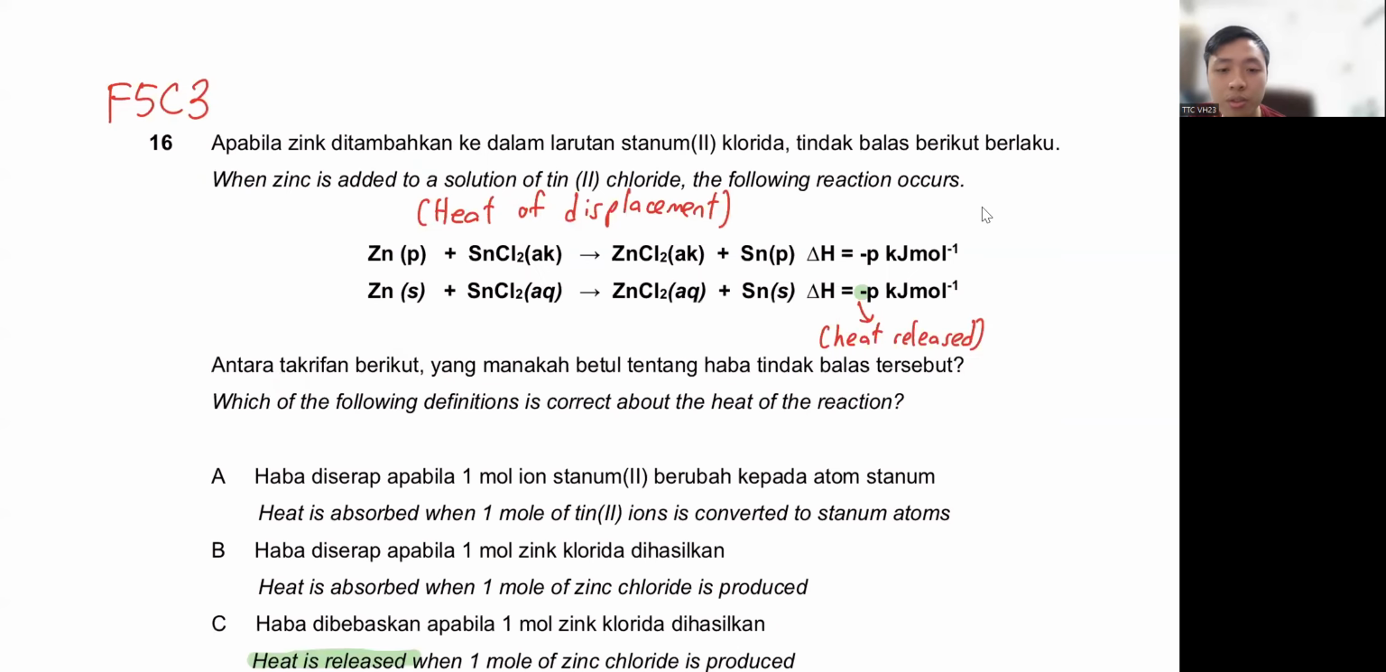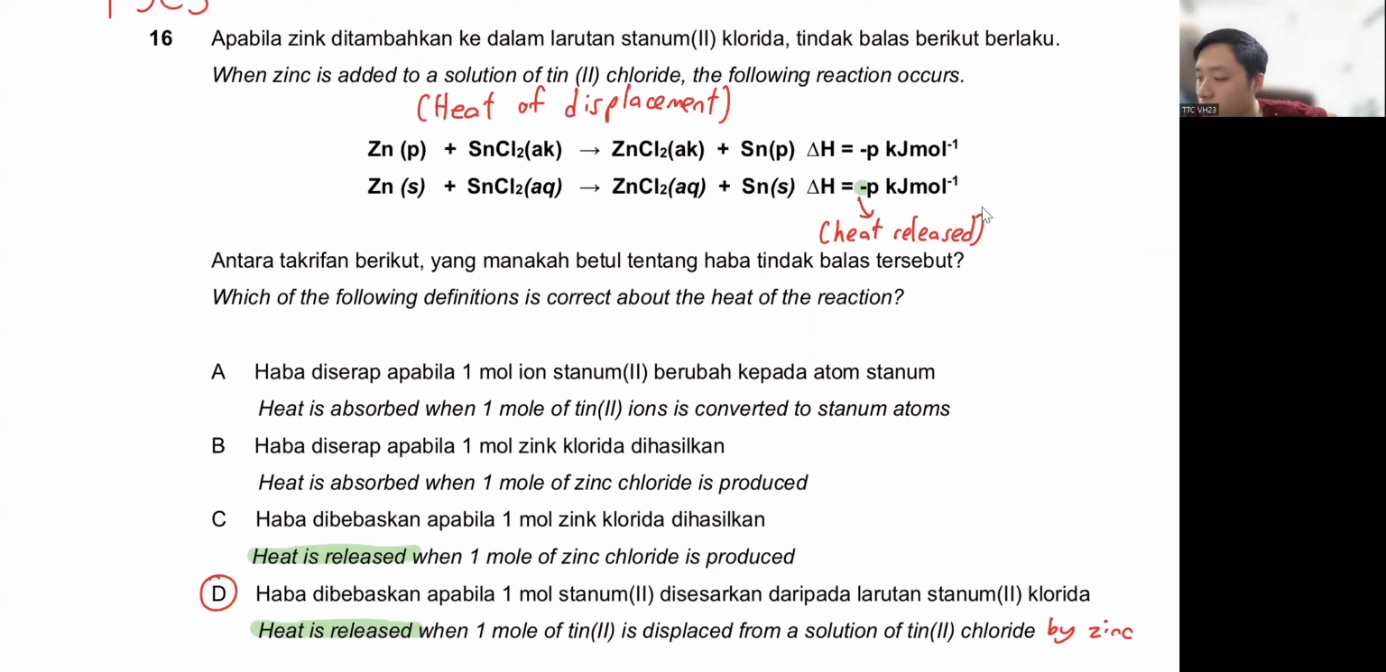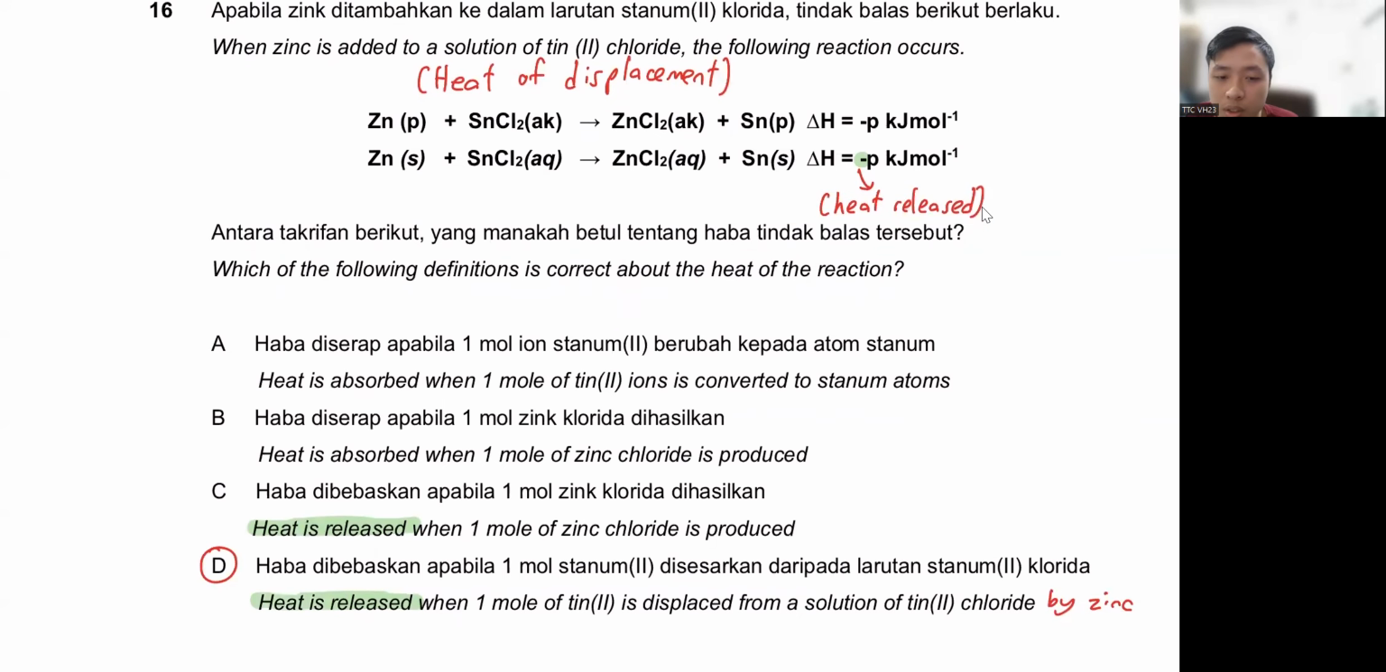Question 16 is from chapter 3. This is heat of displacement, where zinc displaces tin. If you see heat released, why? Because it has a negative sign. Heat released means exothermic reaction. Easy. Now they ask what is the definition of heat of the reaction. This is heat of displacement. For displacement you have to mention this.